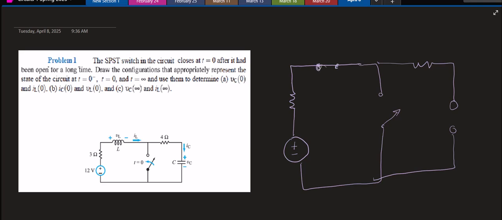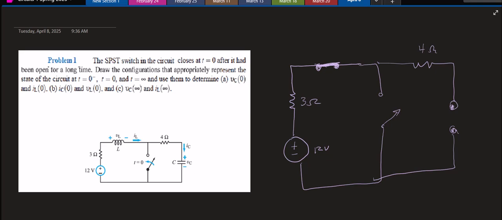this, where our inductor is up here and the capacitor is right here. This is 12 volts, this is 3 ohms, this is 4 ohms. So at time t equals 0 minus, before the switch action, assume it had been like this for a long time.